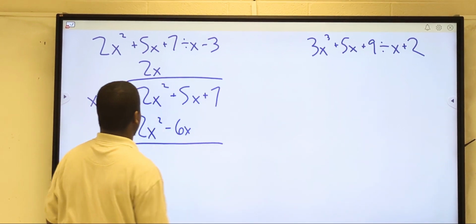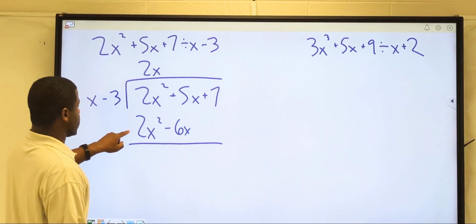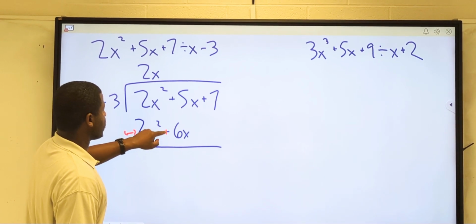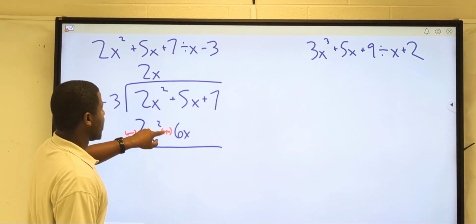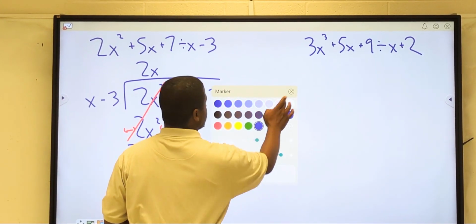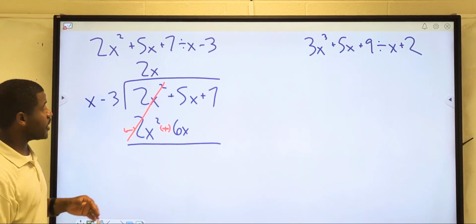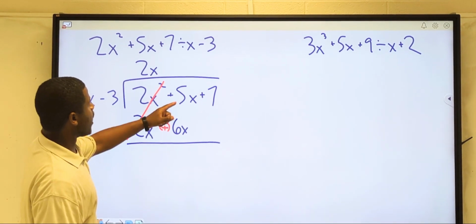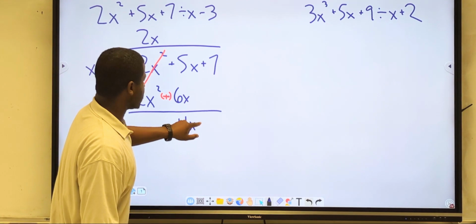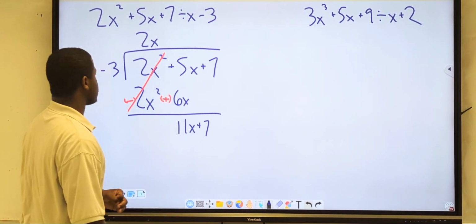Every time we draw the line, we change the sign. So this turns into a negative number, and this negative turns into a positive number. We know we're doing it correctly because the first numbers will always cancel themselves out. So now we say 5x plus 6x is 11x, and we drop the 7.